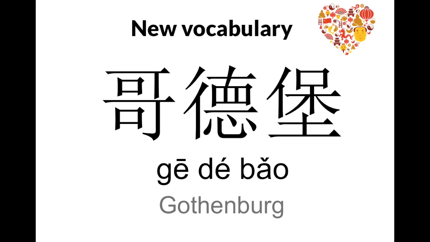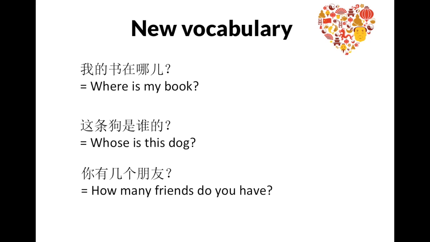So these were all the words for this week. Let's jump right into some sentences where we make use of them. So first of all, 我的书在哪儿? 我的 my, 书 book. 在 is located. 哪儿 where. My book is located where? Where is my book?